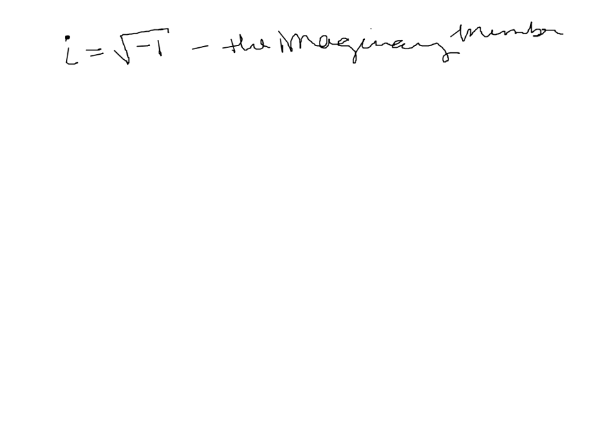So we know that we can't take the square root of a negative and get a real number, but we can take the square root of a negative and get an imaginary number. So the square root of -1 is defined as the imaginary number, and it's denoted by i. A complex number has a real part and an imaginary part. So this would be a complex number.